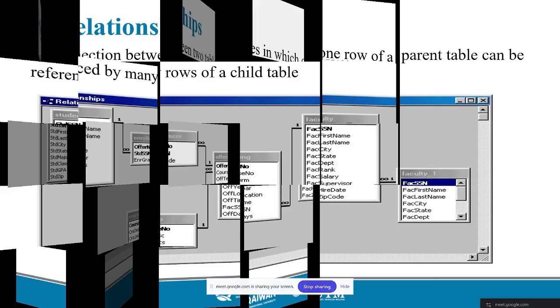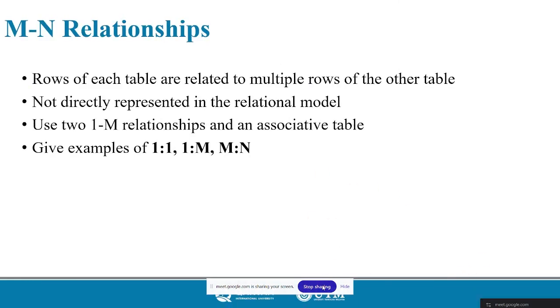Let's see. We will stop at this slide. Now, one-to-many relationships. Rows of each table are related to multiple rows of the other table. Not directly represented in a relational model, as we explained; use two one-to-many relationships and an associative table. Give an example of one-to-one, one-to-many, and many-to-many. We explained these in the previous slides.